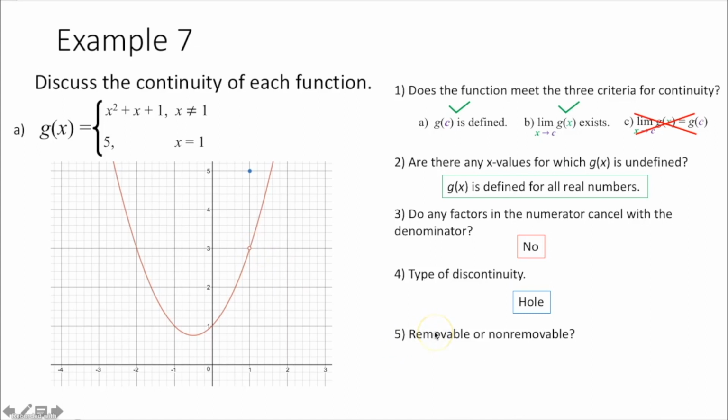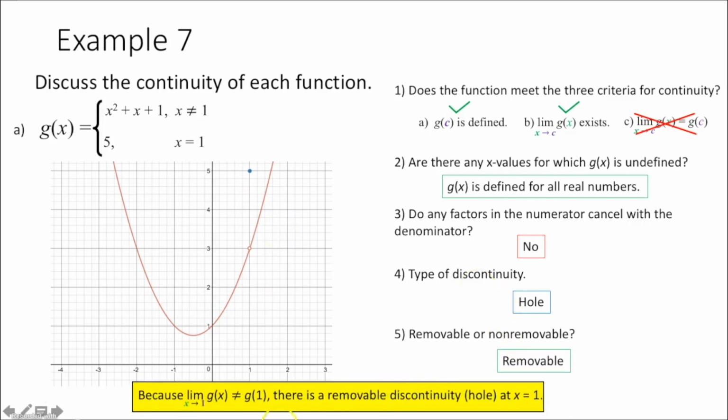Now, is this removable or non-removable? Well, we know a removable discontinuity is just one where if you were to plug in a hole, it would make the function continuous. So yeah, if I were to plug in a hole here, we would have a continuous function. So this is removable. Now, all you say to discuss the continuity would be, because the limit as x approaches 1 of g of x does not equal g of 1, there is a removable discontinuity, a hole, at x equals 1.